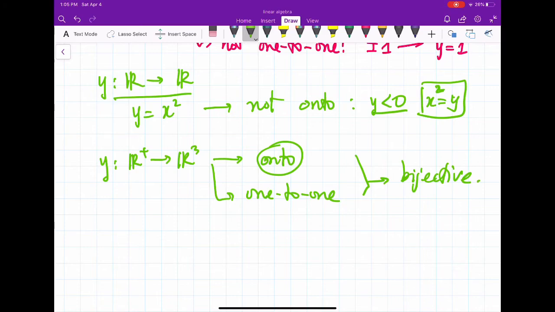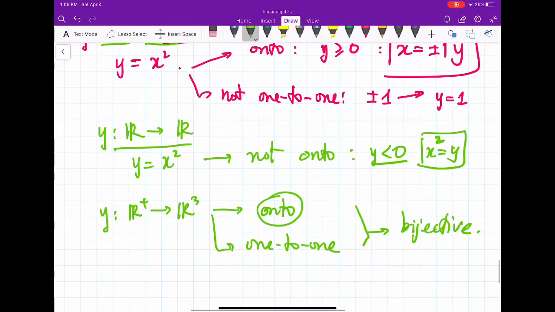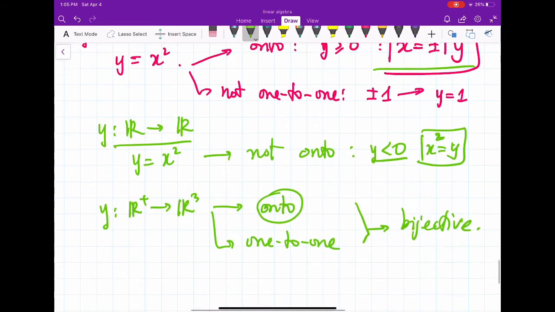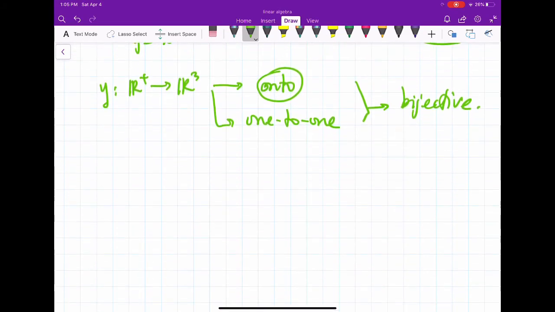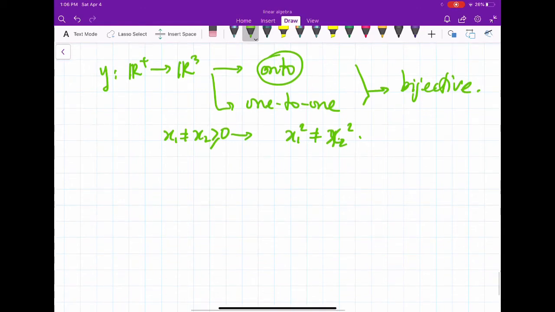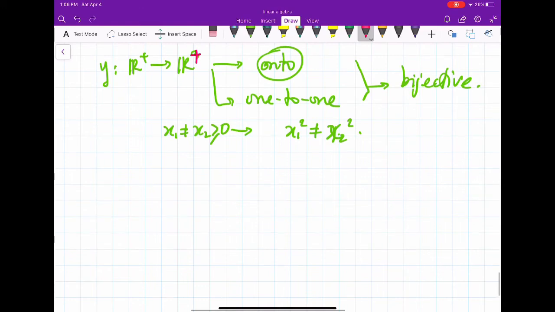The onto is already shown previously right here. So how to see that this is 1-to-1? If you pick x1 different from x2, of course they are greater than or equal to 0. Then you can see x1 squared should be different from x2 squared. So that's why this map is 1-to-1. I'm sorry, here should be R plus, not R3. This is a very good example to show you about 1-to-1, onto, and bijective maps.